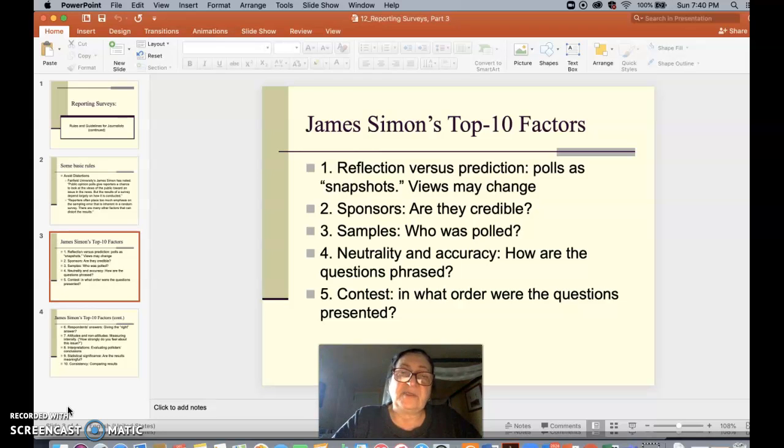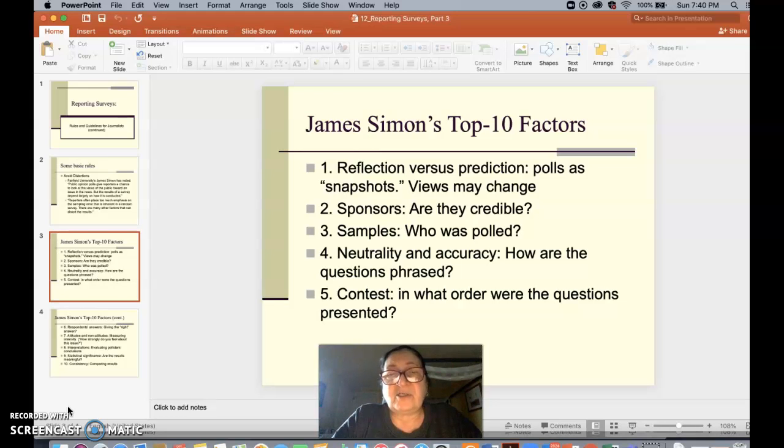Reflection versus prediction. Polls are to be seen as snapshots because people's views may change. So we're reflecting on something in the moment rather than looking at the future. Sponsors. Who are the sponsors of a poll? If someone conducted a poll sponsored by a big corporation, can we trust that? Samples. How was the sample selected? Who was polled?